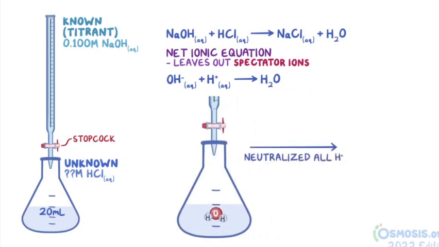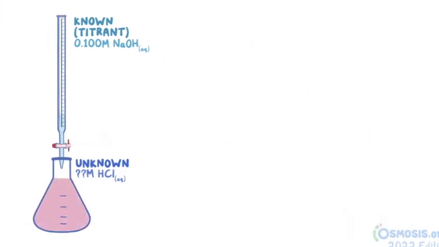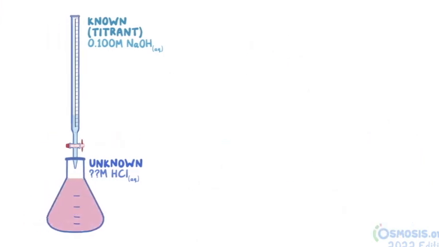As soon as we've neutralized all of the H+ ions, the unknown solution is no longer acidic. Any additional hydroxide ions will form a basic solution, and the phenolphthalein indicator will turn the solution pink. This color change indicates the endpoint of the titration, and means that all of the acid present in the unknown has been completely neutralized. In the titration, when we see this color change, we should immediately close the stopcock on the burette.